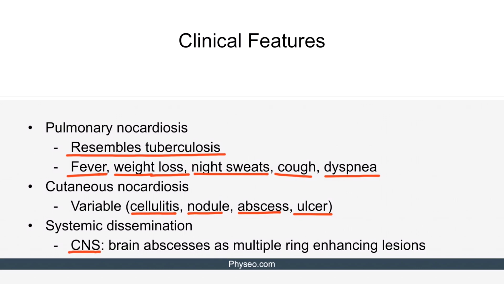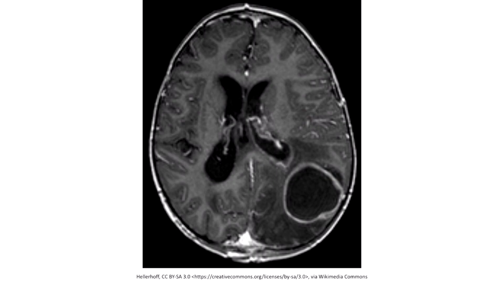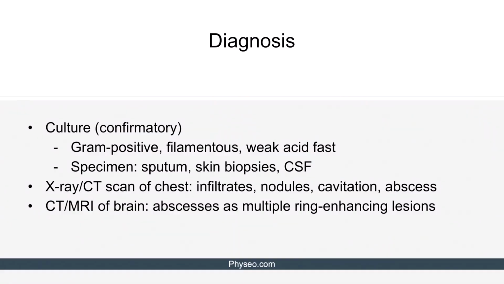A CT scan typically reveals brain abscesses that appear as multiple ring-enhancing lesions. Here's an image of a brain MRI showing a ring abscess with surrounding edema. All right, now let's move on to the diagnosis. Culture reveals gram-positive, filamentous, and weakly acid-fast bacteria, and it's a confirmatory test. Cultured specimens are sputum, skin biopsies, and CSF.